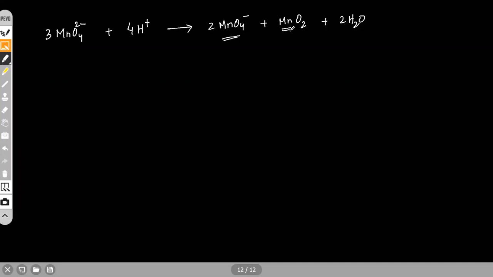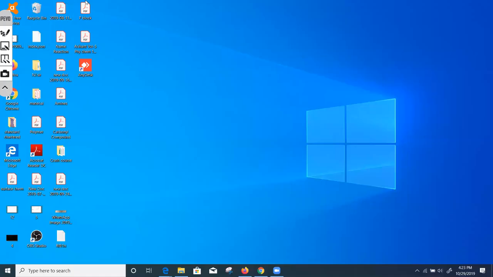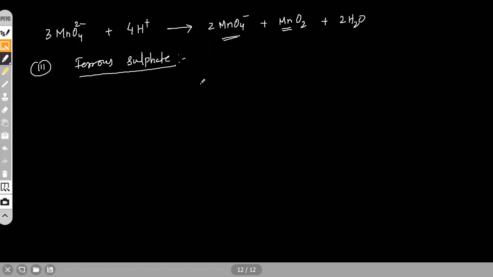Next, write down ferrous sulfate. Ferrous sulfate, we also call it green vitriol. And it is also known as harakasis, H-A-R-A-K-A-S-I-S. I'll write it down again, it's not clear. All are the same thing: green vitriol, harakasis, ferrous sulfate.